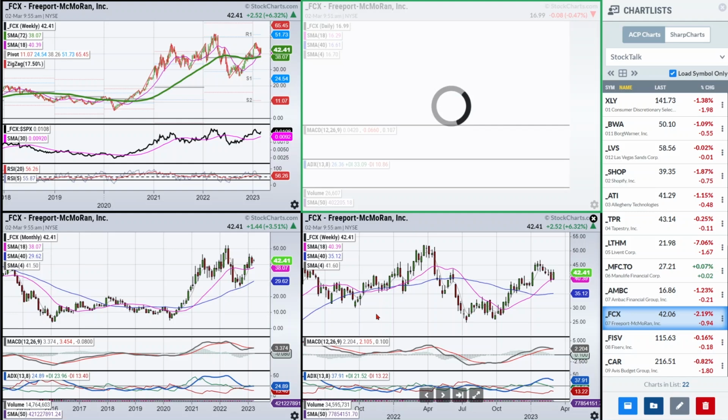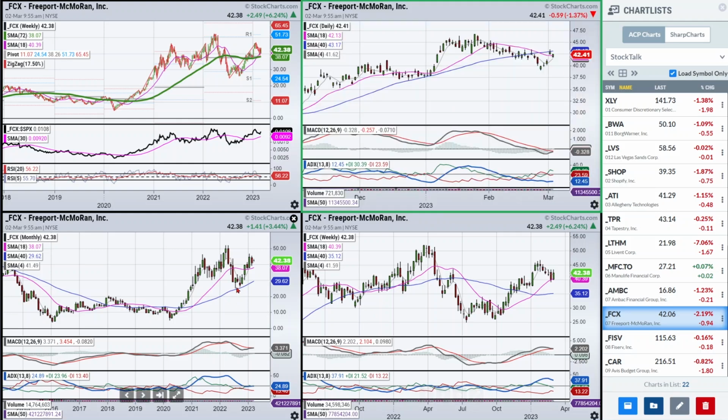Freeport. So really strong move off the 40-month moving average. MACD came all the way down and got pretty close to the zero line. We didn't get the red to even overtake the green on the monthly chart. And then we got a really strong rally that got it back above the 18-month, and now that line is rising. So that's a pretty encouraging sign.